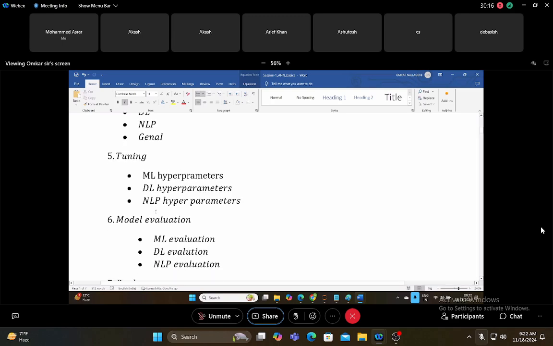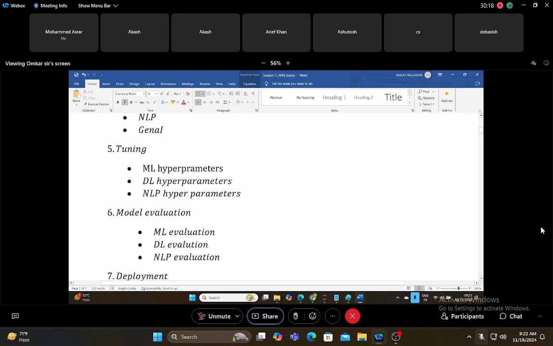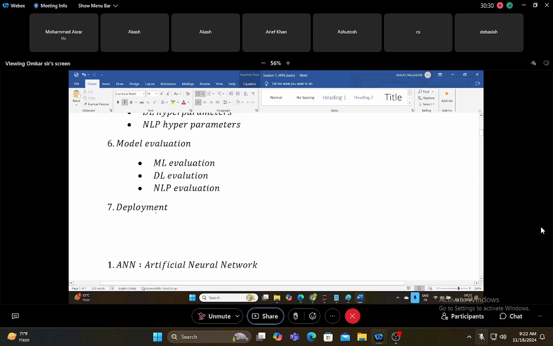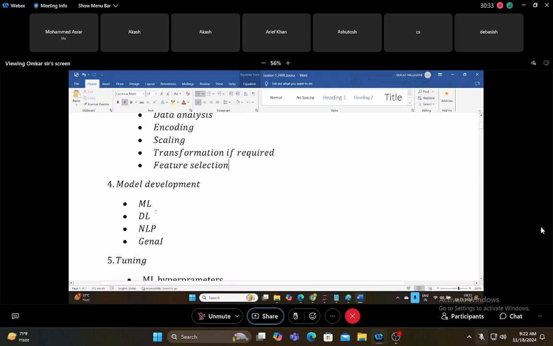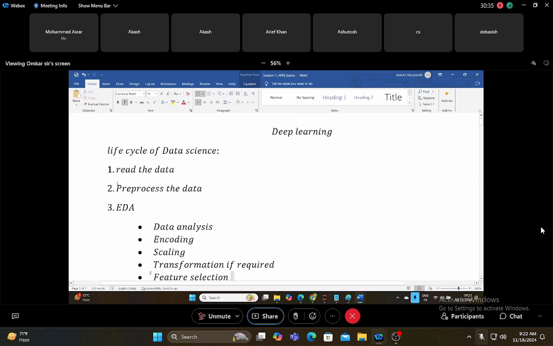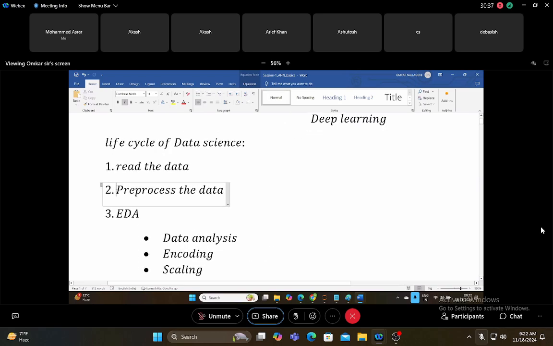And model evaluation. ML evaluation means ML metrics. Deep learning means almost ML metrics only, classification metrics only, but one or two different. NLP evaluation is the same, but one or two are different. Deployment is the same. The pre-processing of the data is also different: for machine learning, tabular data has its pre-processing. For image data in deep learning, different pre-processing is there. For text data, big text with sentences, the pre-processing is different.